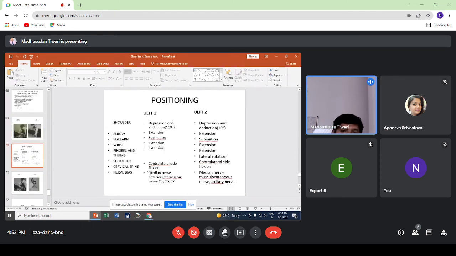For ULTT 1, the positioning will be shoulder depression and abduction of 110 degrees. The elbow will be in extended position. Forearm supinated, wrist extended, finger and thumb extended. Cervical spine flexed to the contralateral side.